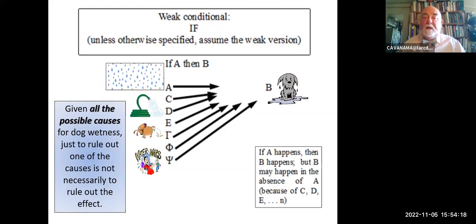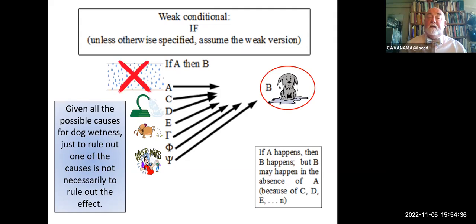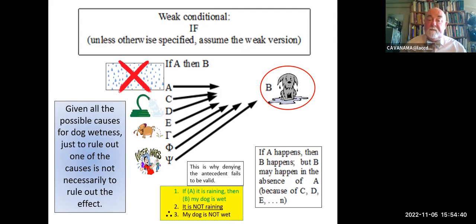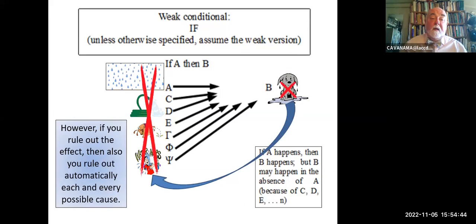Okay. How could my dog get wet? Well, it could be raining, or somebody could squirt him with a garden hose, or another dog could pee on him, or the neighbors could be having water wars with balloons, and all kinds of things can happen. Given all the possible causes for dog wetness, just to rule out one of those causes is not necessarily to rule out the effect. It could be another cause producing that same effect. That's why denying the antecedent is not going to be valid.